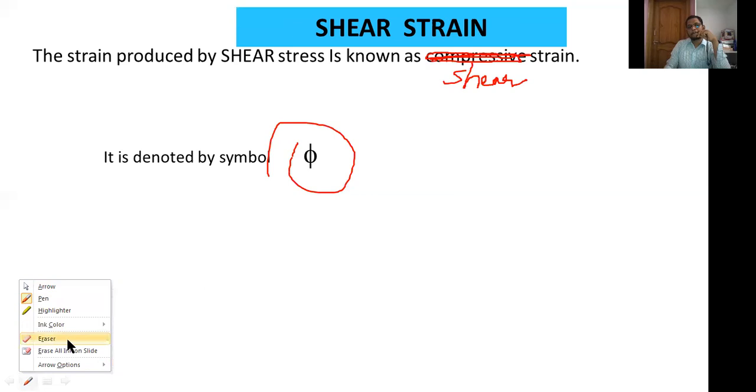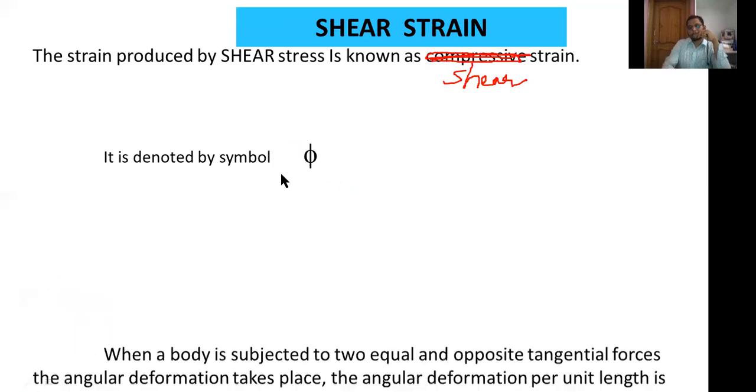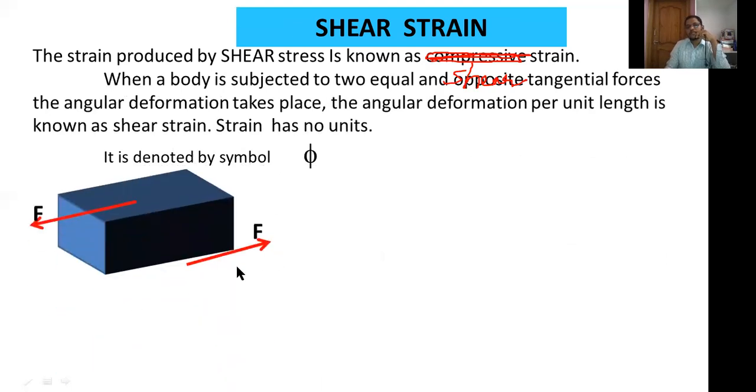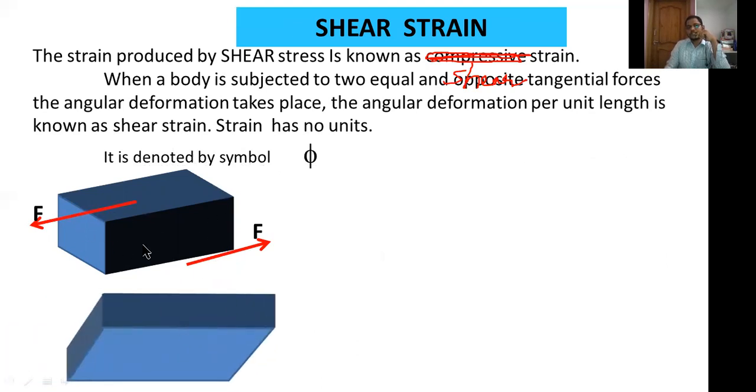Now when a body is subjected to two equal and opposite tangential forces, the angular deformation takes place. Okay, like this is the initial position of the component. When you are applying these two tangential forces, then the shape may come like this. So the angular deformation per unit length is known as shear strain. Okay, the angular deformation per unit length is called shear strain.